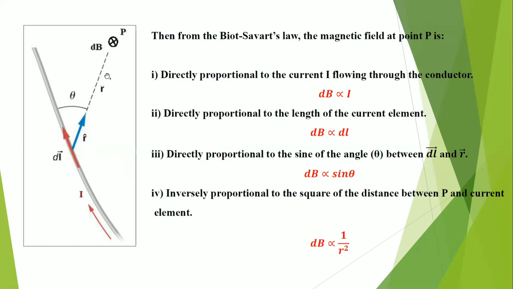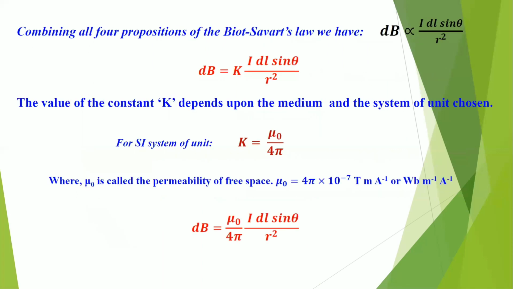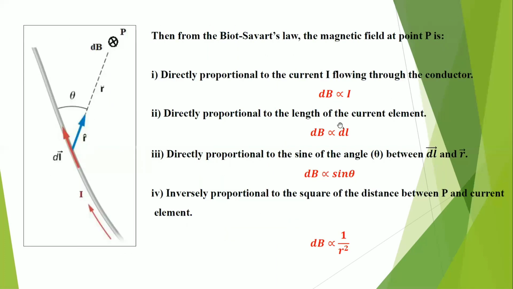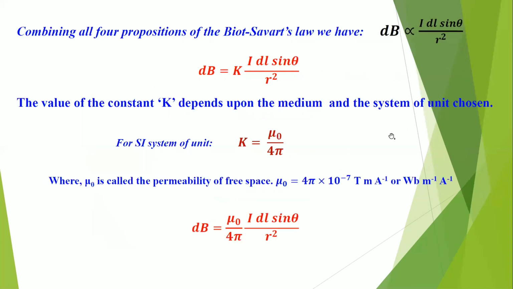And the last one is that the magnetic field dB is inversely proportional to the square of the distance between the point P and the current element, which is r square. So dB is proportional to 1 by r square. By combining these four, from the Biot-Savart's law we can write that dB is proportional to I dl sine theta by r square.